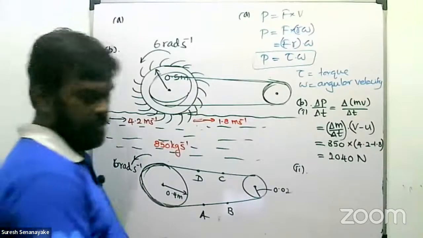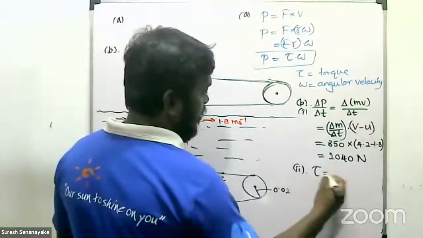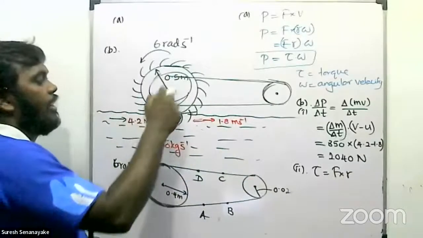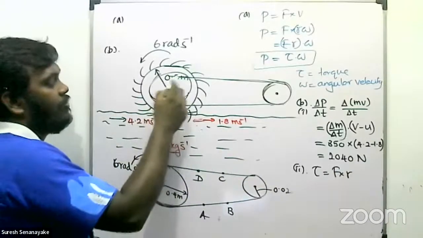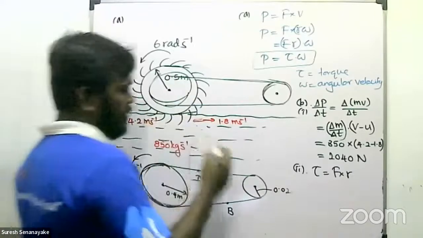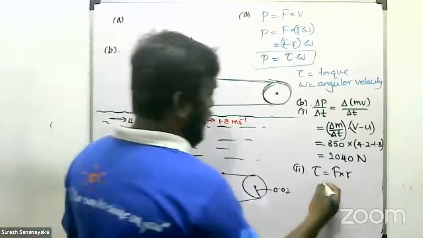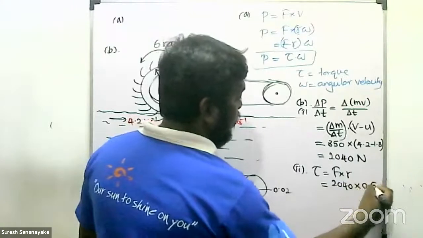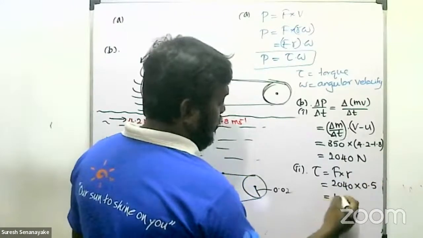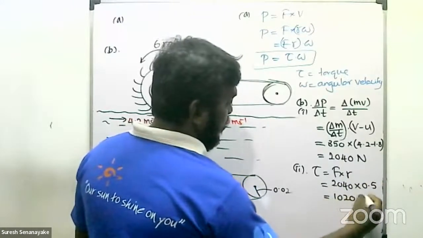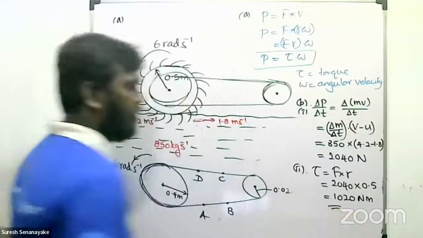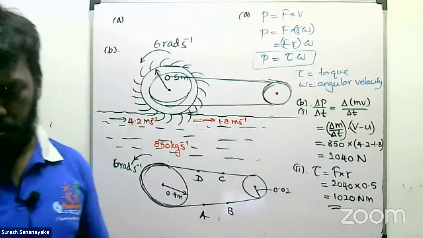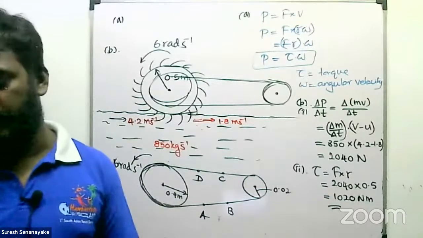The torque they're asking. The torque equals F into r. The water hits the wheel at a distance of 0.5 meter, because at that edge, that's the radius of the wheel. So it is 2040 multiplied by 0.5 meter. So this is 1020 Newton meter. That is the torque. Right? 1020.